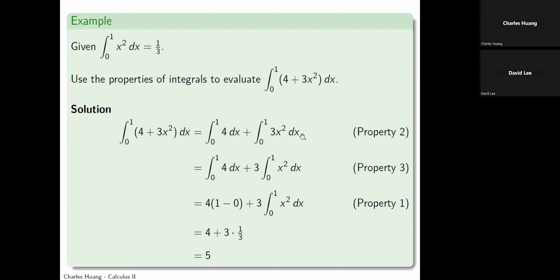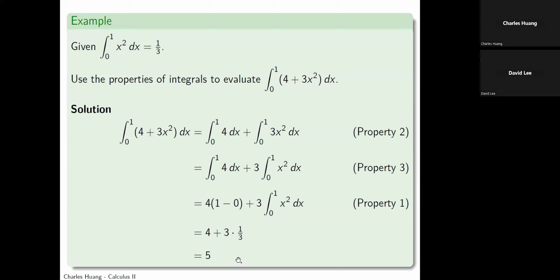For the other part, you'll notice that it starts to look like the part that's given. We have the 3 as a constant in front. Let's pull the 3 out. Now we can find the integral here, and we know what the value is. The value is 1/3. So we're going to put 1/3 here. 3 times 1/3 is 1. So I know this whole thing is 5.